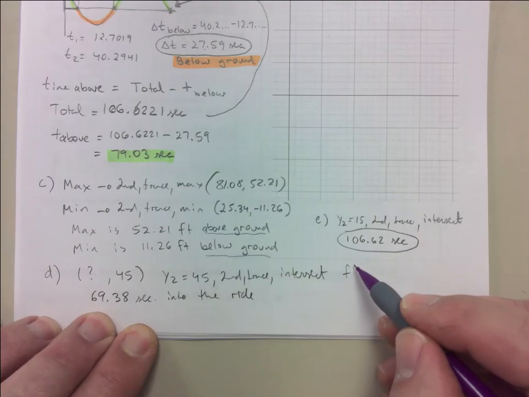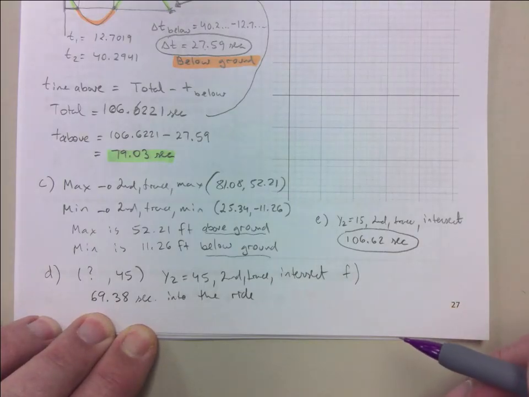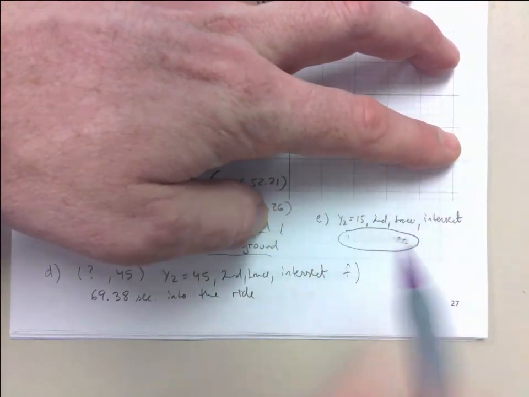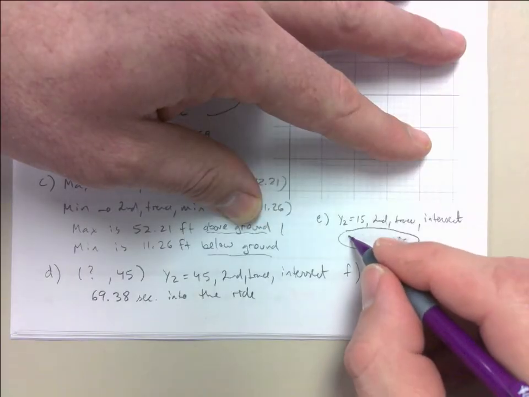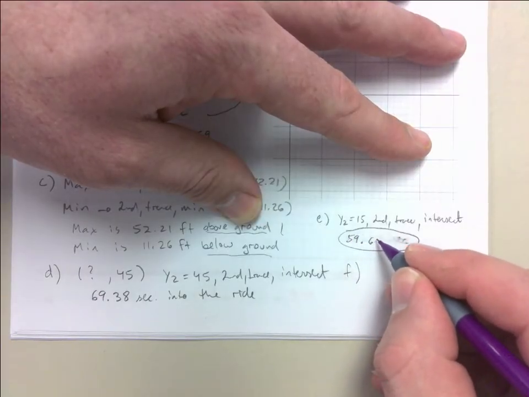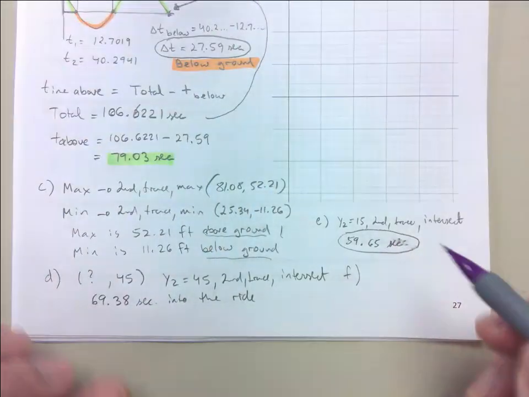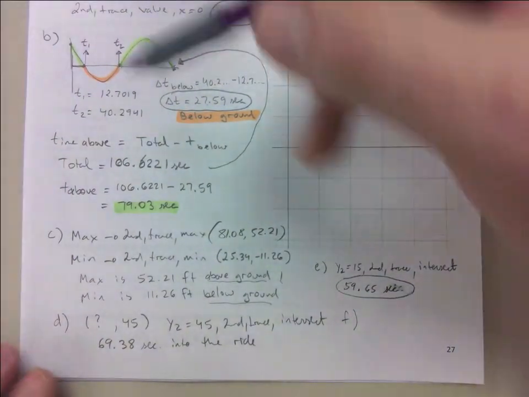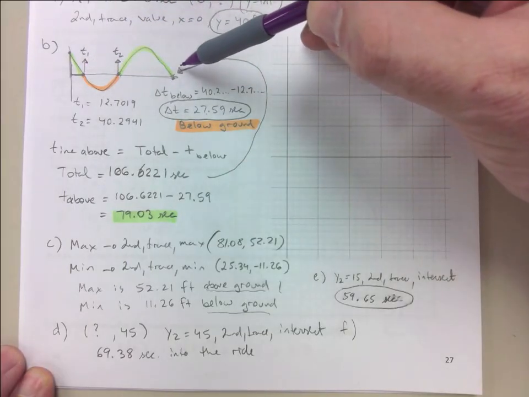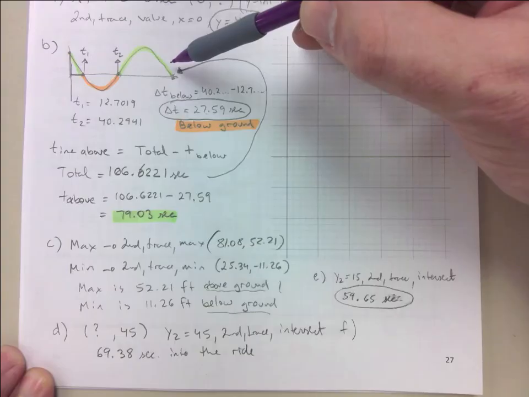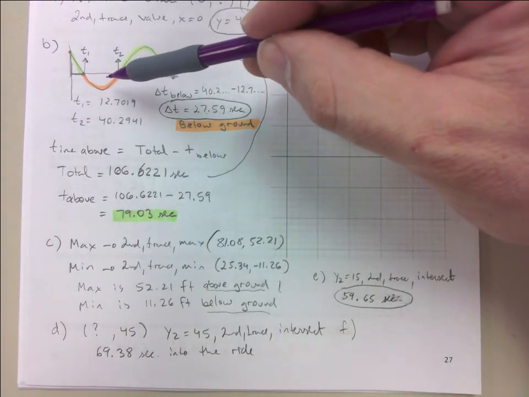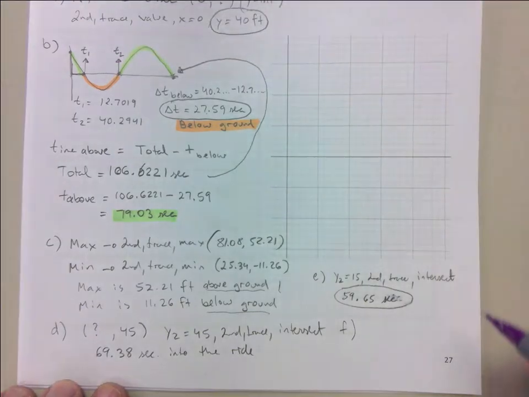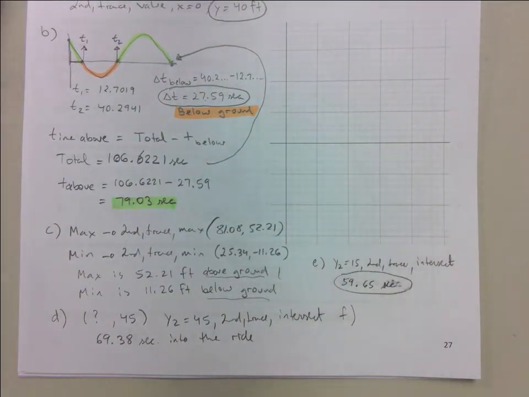F. Oh, sorry. This was F. Can you scratch E? That's my bad. You're supposed to get 59.65 seconds, and this is probably good practice for you. I'll explain it here in the video before I move on. Basically what I do is I find the 15 mark and I subtract the time below from the total time, and then I find the time above. So same steps as the one we did in B.